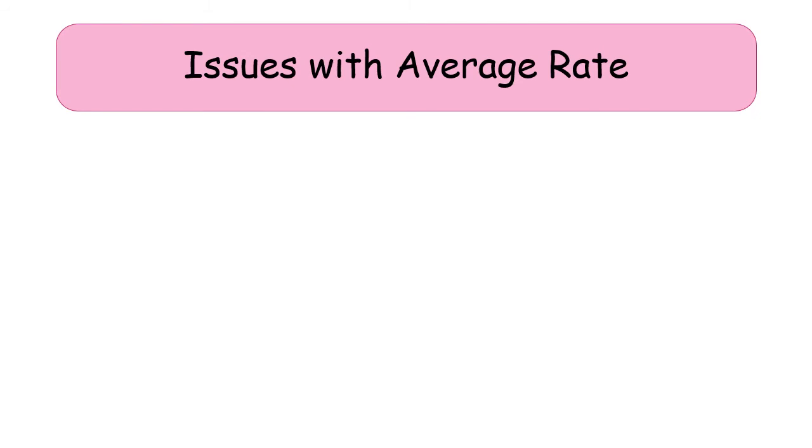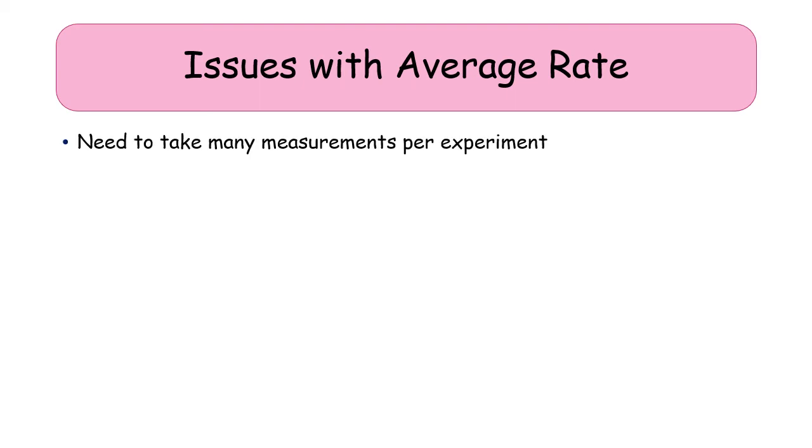There are some issues with average rate, which is why average rate is not really used so much at Higher, though you do still need to know to do it because they may still ask questions on it. The problem is you need to take lots of measurements in each experiment. So you need to be really accurate with when you're taking your measurements in order to produce a very accurate graph and table of results. The other thing is that average rate is not fixed. We can see that a reaction slows down over time. So depending on what times you're using, the average rate is different.